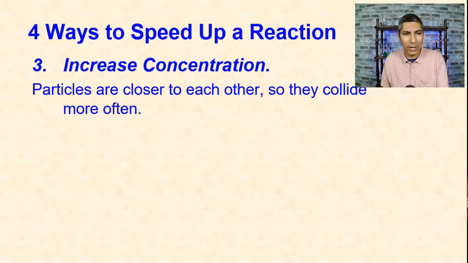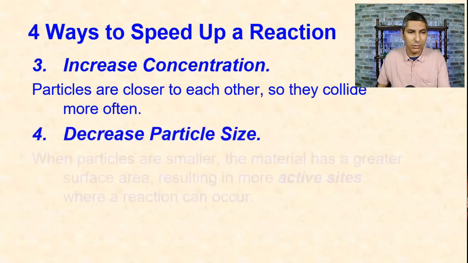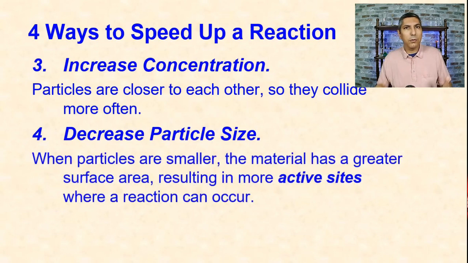How about the fourth way? The fourth way to speed up a reaction is to decrease the size of the particles. And if you've ever tried to speed up a reaction using solid particles, you've probably done this. You may take larger particles and use a mortar and a pestle or some other instrument to grind it up into smaller pieces or smaller particle size.